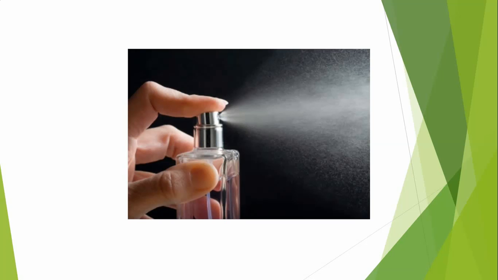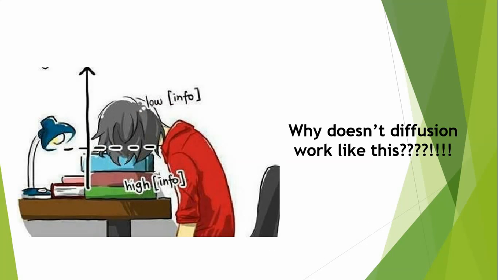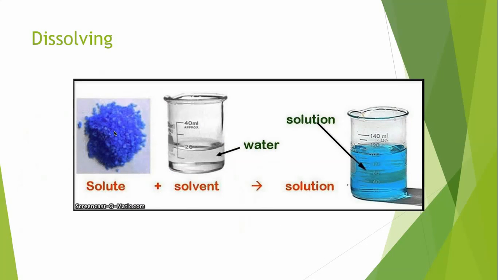Examples of diffusion is spraying perfume, but actually diffusion doesn't happen in books. The information doesn't move from the area of high concentration to the area of low concentration. Unfortunately, this doesn't happen.